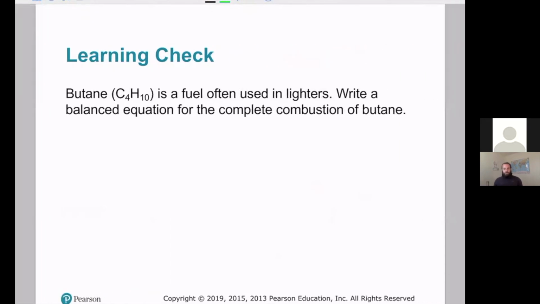Now let's get into balancing this here, okay? So again, I'm going to ask you something like, write a combustion equation for butane. So you're going to know you have to start with butane.